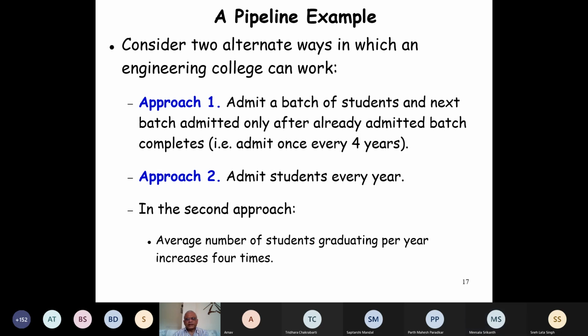Every college admits students every year. Even before the first batch passes out, as soon as they go to the second year, the first year students are admitted. So what is the advantage? The average number of students graduating per year is 4 times, and we don't need any extra lab. We don't need extra teachers. The same teachers teach the subjects to different batches, and also classrooms.